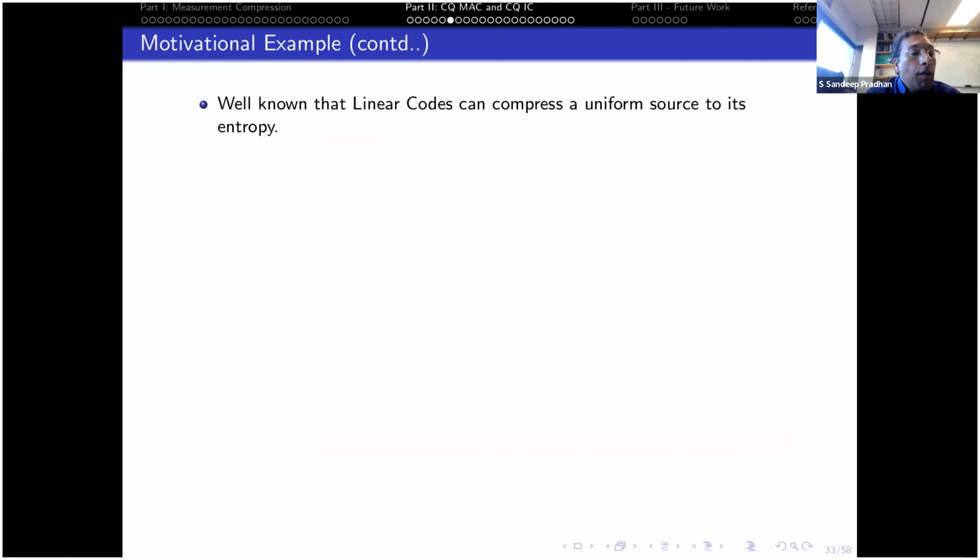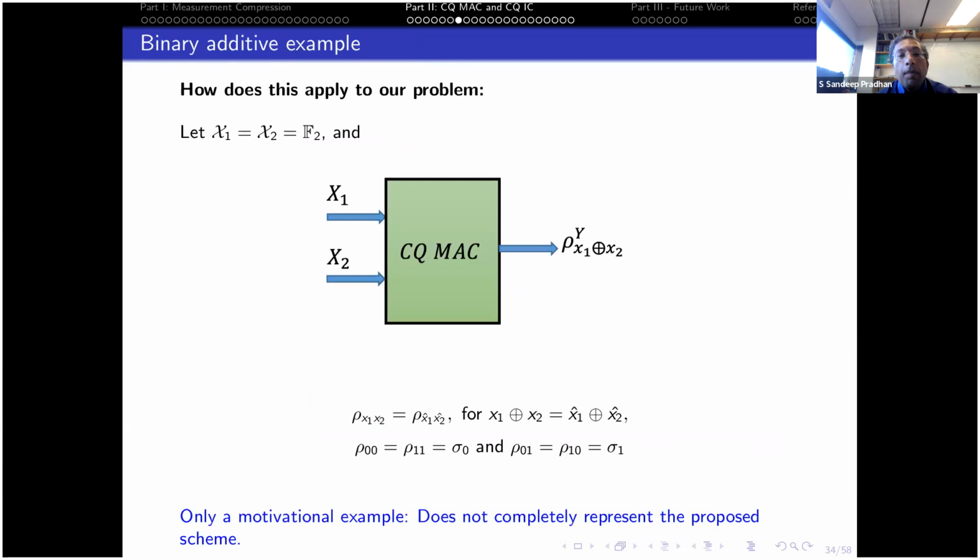So I'll skip this slide here. There is some little technical information here, but I will tell you with an example, because my time is getting over, maybe another seven or eight minutes, so I want to complete this. I'll explain this through an example again. We'll start with a first simple example, and then we'll make it more and more complicated. So we have x1 and x2, which are binary, in a binary field, and Bob wants to compute x1 plus x2.